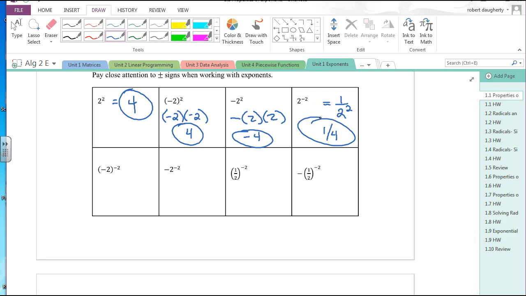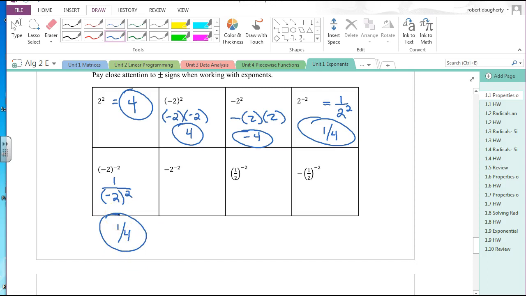Negative 2 to the negative 2. What is that? How do I deal with the negative exponent? So this is 1 over negative 2 raised to what power? Second power. What's negative 2 to the second power? That's negative 2 times negative 2. What's negative 2 times negative 2? 4. So this answer is what? 1/4.